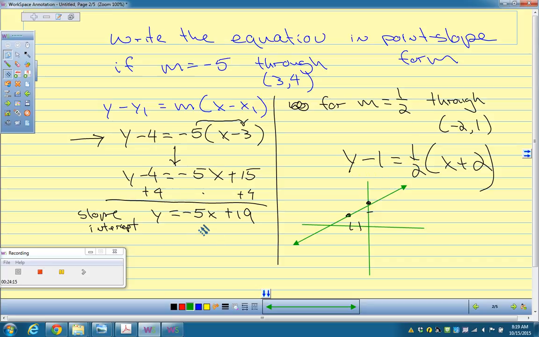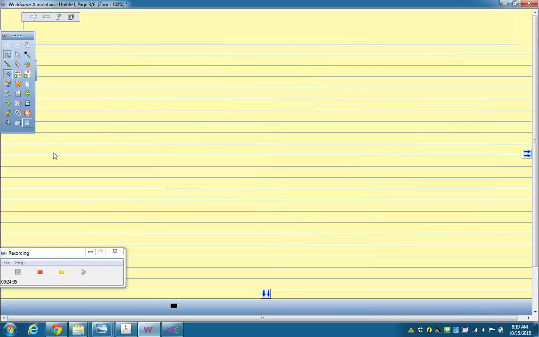Which brings us to a couple more things. I know it's kind of a lot of teaching, but there's a lot to learn here. And it is block day.